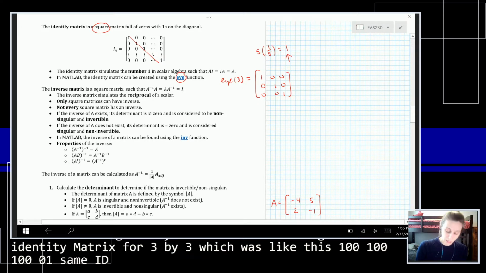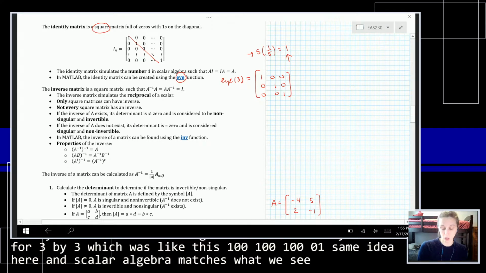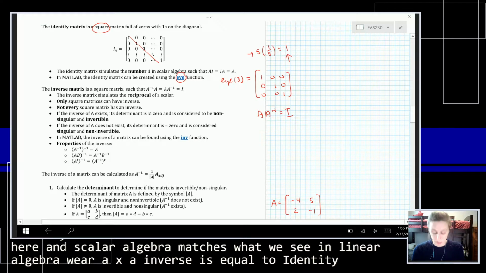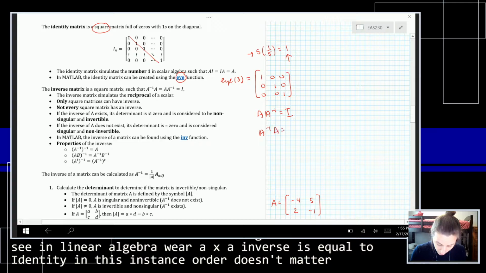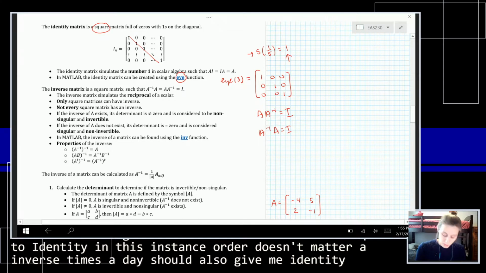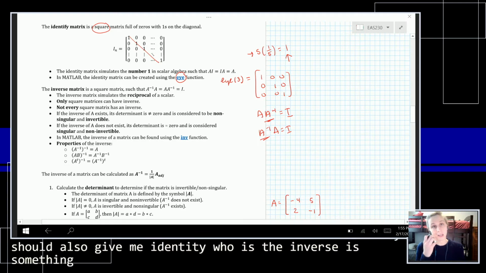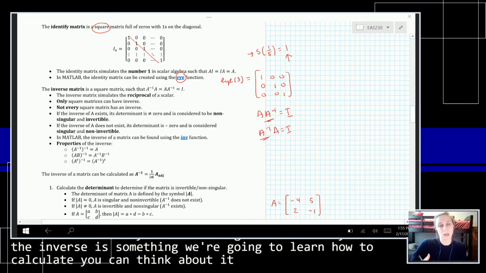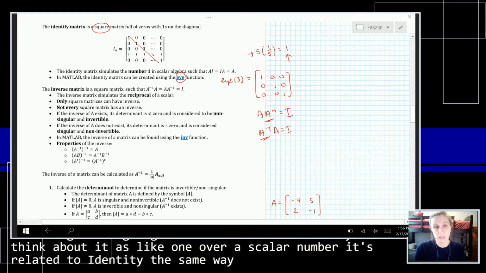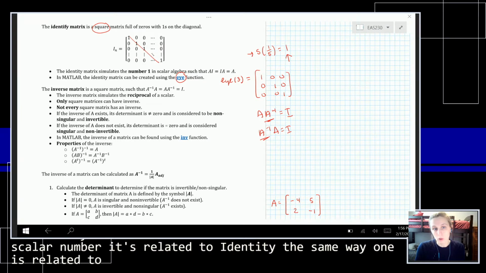The same idea from scalar algebra matches what we see in linear algebra, where A times A inverse is equal to identity. In this instance, order doesn't matter. A inverse times A should also give me identity. So this inverse is something we're going to learn how to calculate. You can think about it as like 1 over a scalar number. It's related to identity the same way 1 is related to scalar numbers.